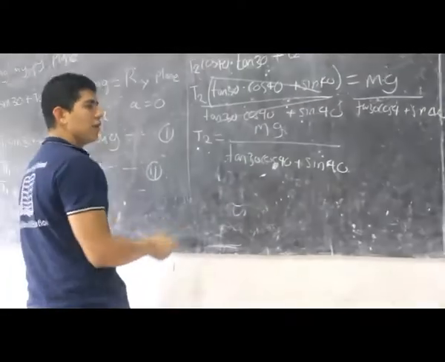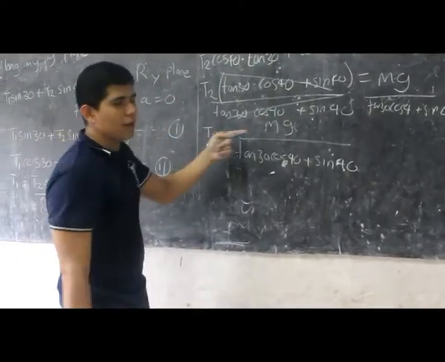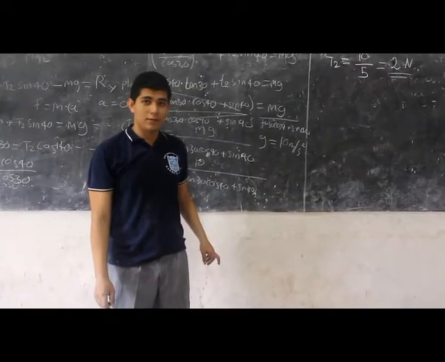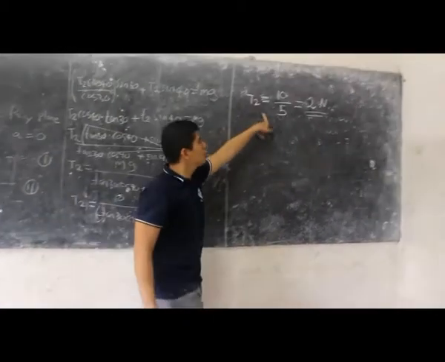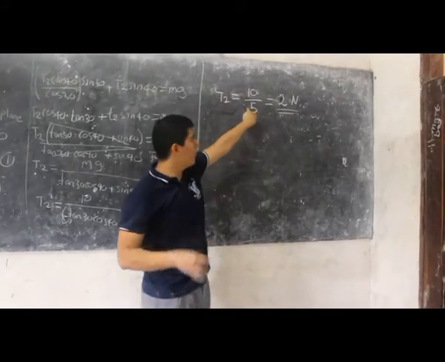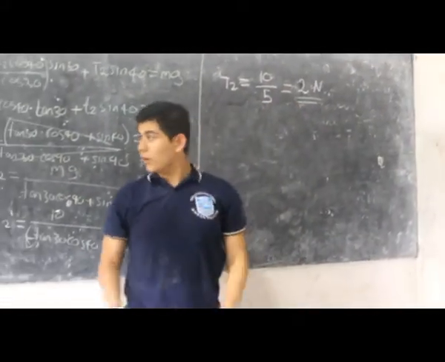Remember that your mass is 1 kilogram from the data given, and g is 10. Now, if we find the value of this, 10 over this one, which is approximately 5, we get that the tension number 2 is equal to 2 newtons. So now all this is the procedure.